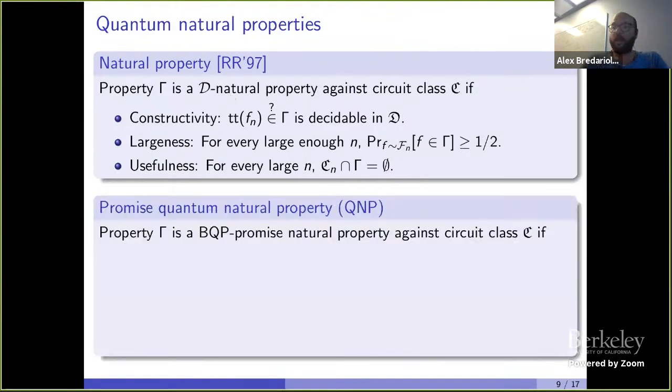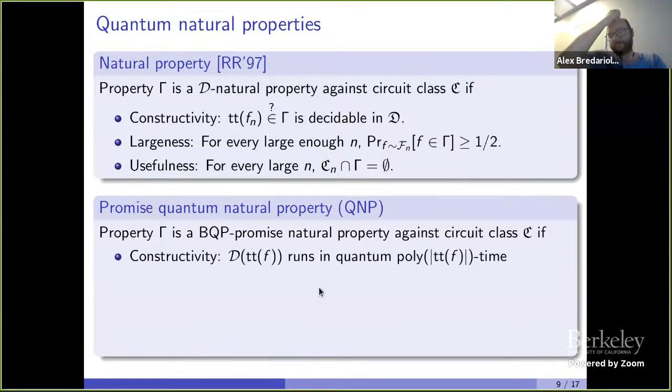And our first contribution is defining, for the first time, what we call a quantum natural property, and it is an extension of these classical ones, where now for constructivity we want that given the truth table of the function, you run a quantum polynomial time algorithm, and the polynomial here is compared to the size of the truth table of the function, so it's exponential in the input size.